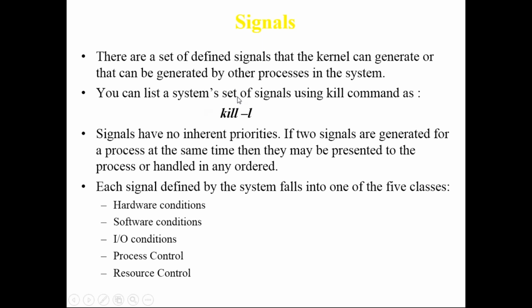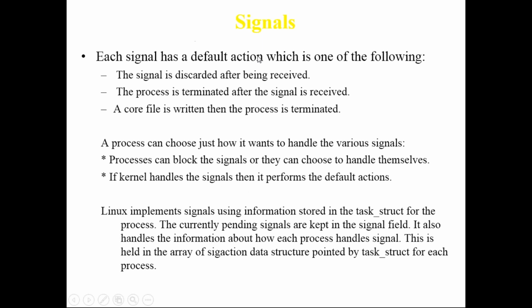Similarly, the kill command gives you the list of set of signals. If you want to kill any process that is in the waiting state or suspension state, signals can be used to kill the process also. Signals can be discarded, signals can terminate, and it can be chosen to implement. Linux actually implements the signals using information stored in the task structures. So everything is stored in the task structure of the process, including currently pending signals. One more data structure that maintains the signals is called sigaction.